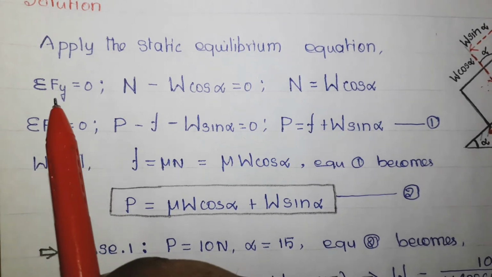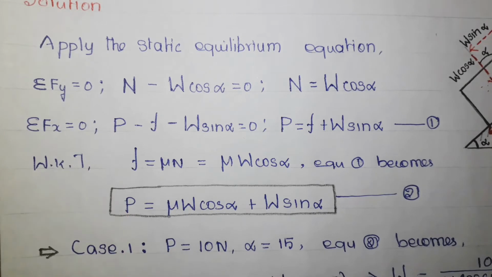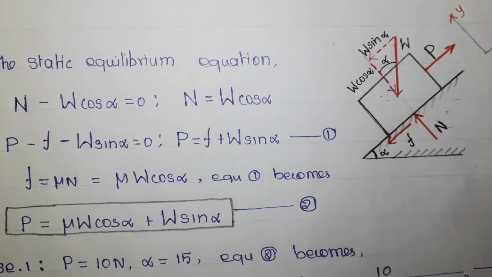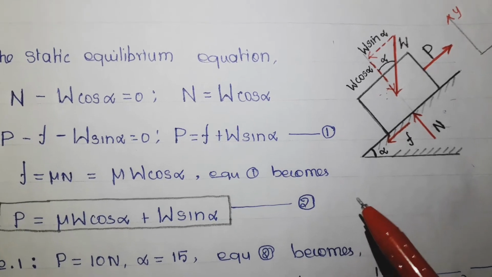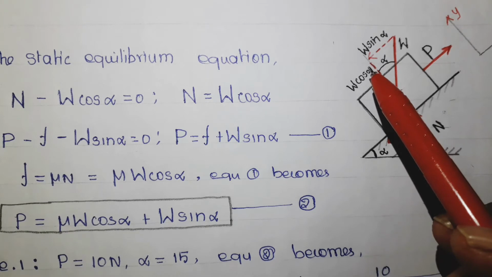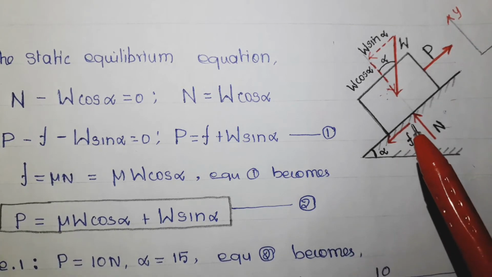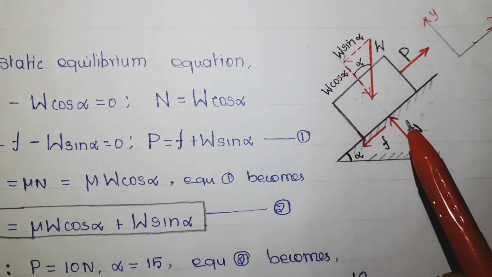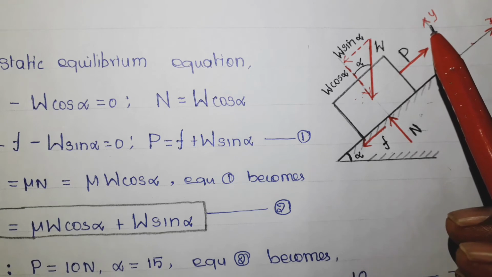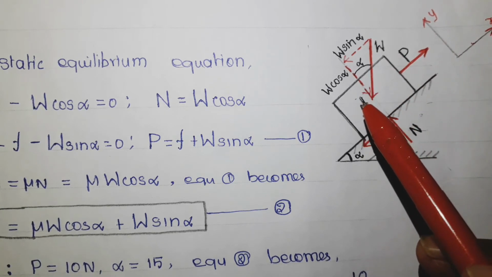Okay, now let us go to the first one where the summation of all y components is equal to 0. If we go to this free body diagram, actually there are two vertical components. One is this normal reaction, another one is this W cos alpha, one of the components of the weight. Between these two, this is a positive sign since this direction is going to the positive side of y, and here it is the downward direction, the negative side of y.